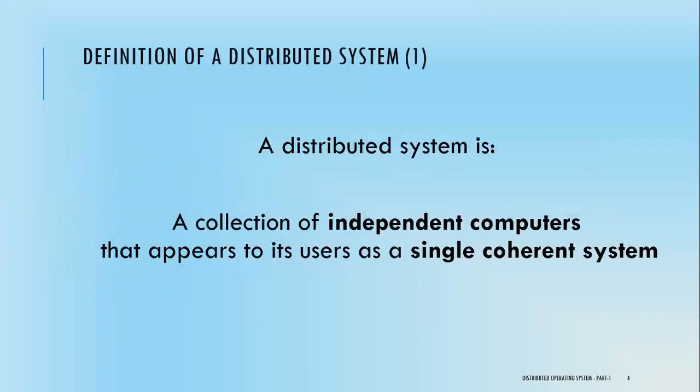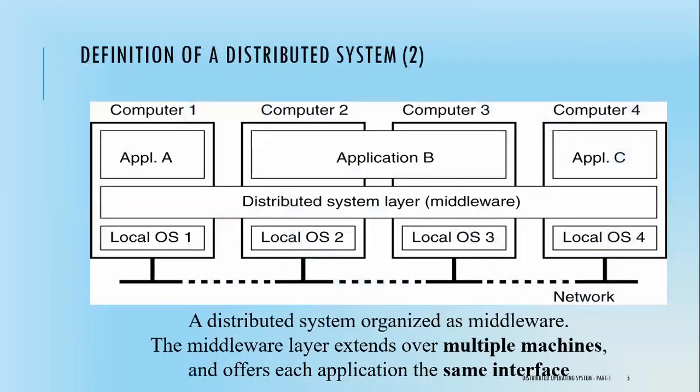Definition of a distributed system. A distributed system is a collection of independent computers that appears to users as a single coherent system, or a single computer. And this is a diagram of a distributed system organized as middleware. The middleware layer extends over multiple machines and offers each application the same interface.